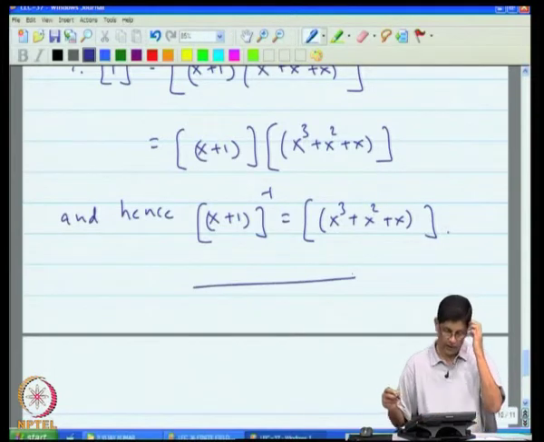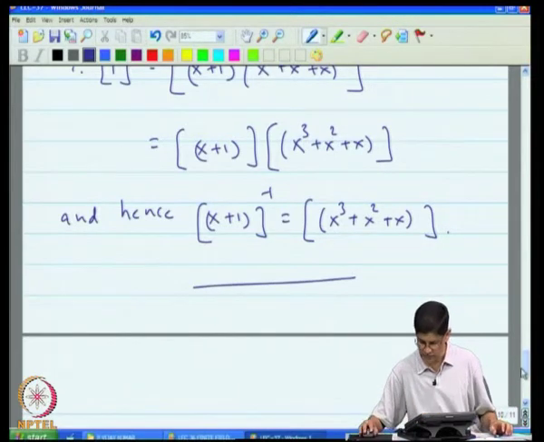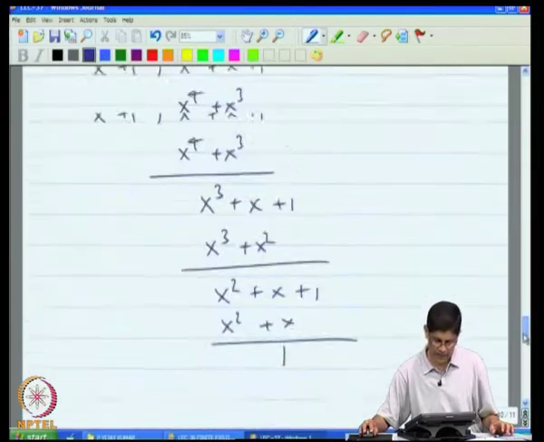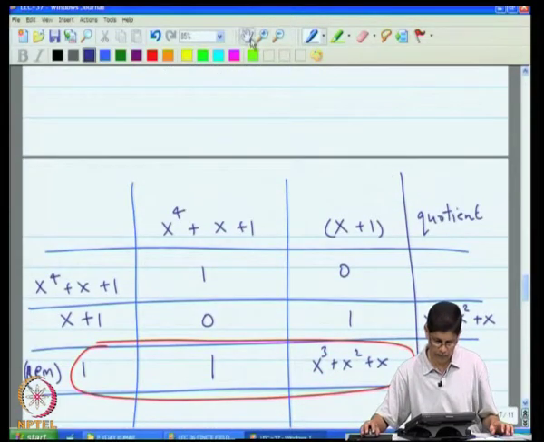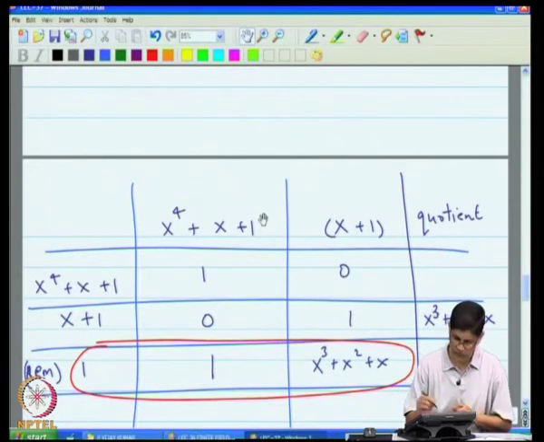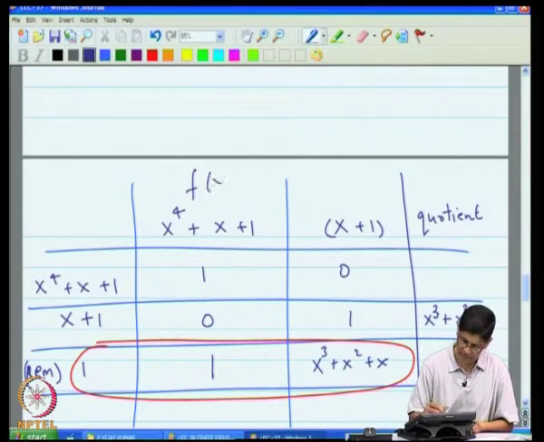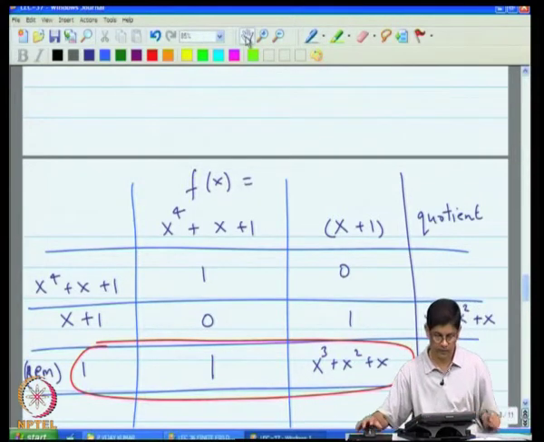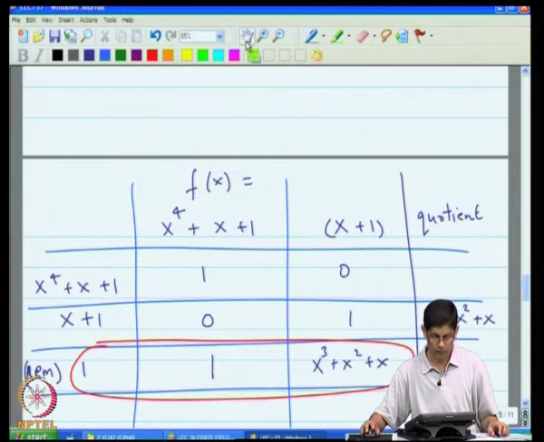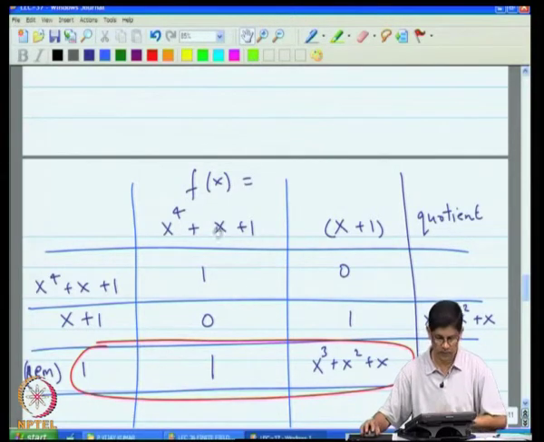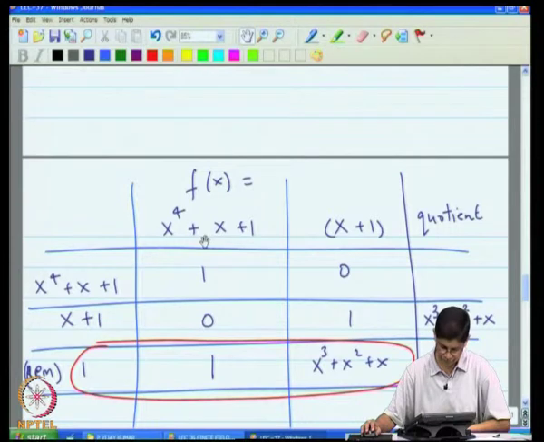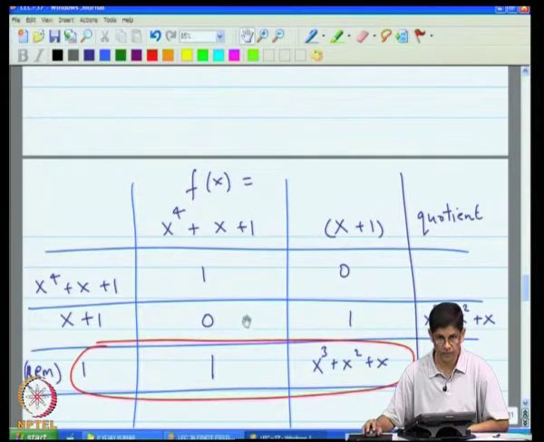Now, we have found it in this case, but where exactly did I use the fact that this polynomial f of x, so this was our f of x, was irreducible? Well, if you recall our early discussions on the greatest common divisor, what we are picking up here in this process is the greatest common divisor of the two polynomials at the top here.